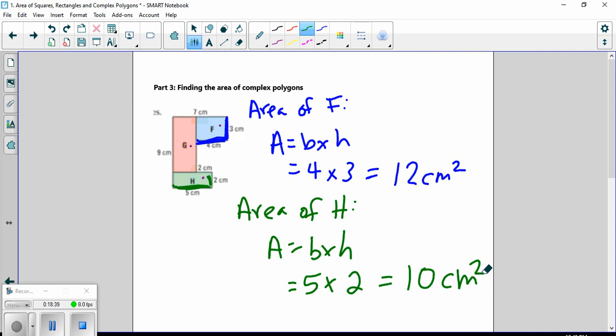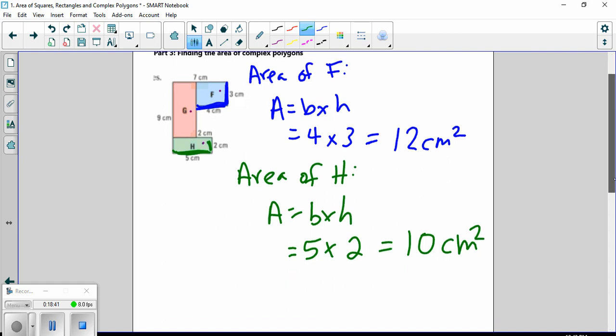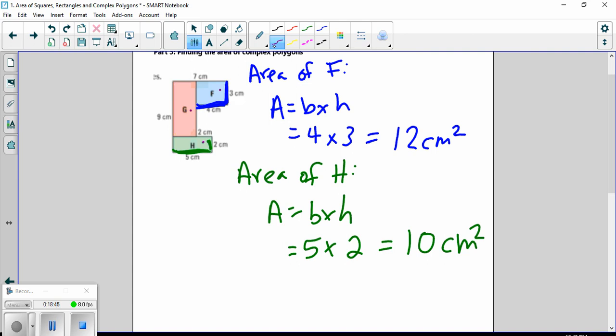Now the area of that red piece, the harder of the two. This one you need to think a little bit to do. So for G, I need to know the base and the height. Notice I know that this whole length here is 9 centimeters. How do I know that? Because they tell me it's 9 centimeters right there.